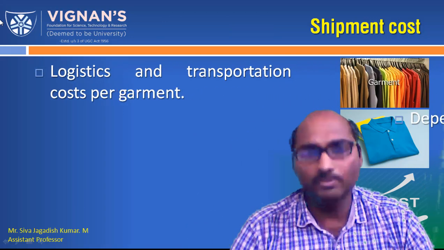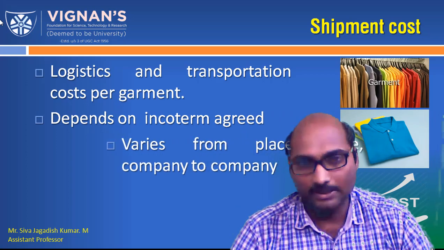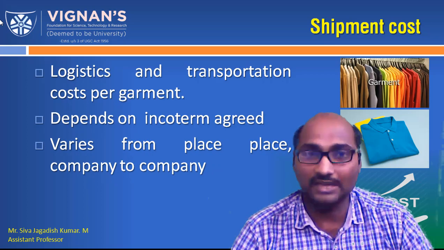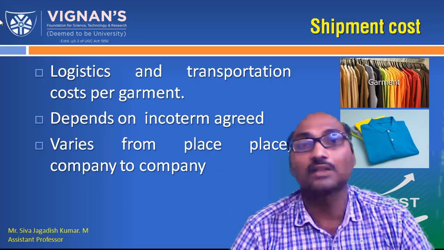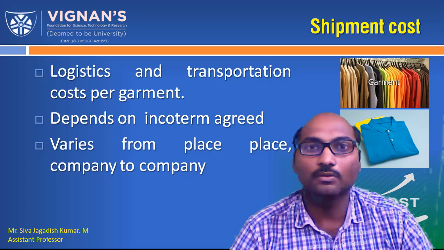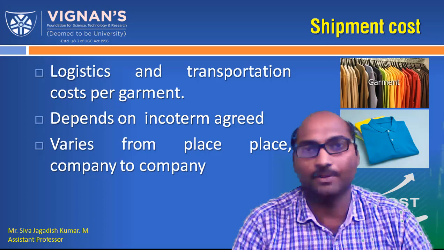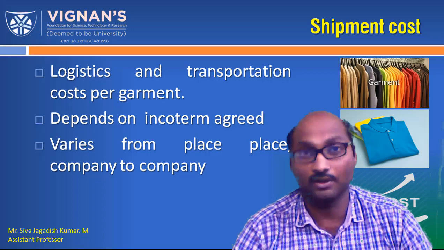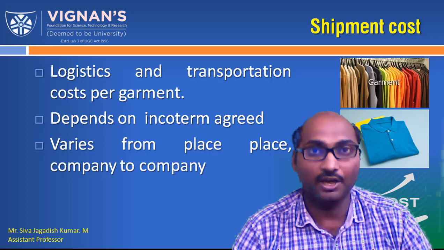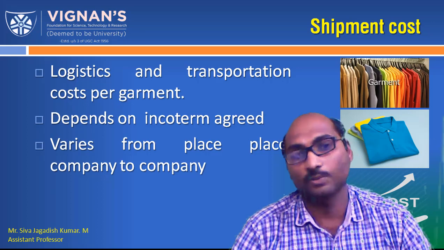Apart from the trims and material cost and the CMT cost, the main thing is the shipment cost. Shipment cost basically refers to the logistics and transportation cost per garment. Logistics cost means the movement of the garment from one place to another place, from the manufacturer's country to the brand's country or the retailer's country. All these things come under the logistics and transportation cost.